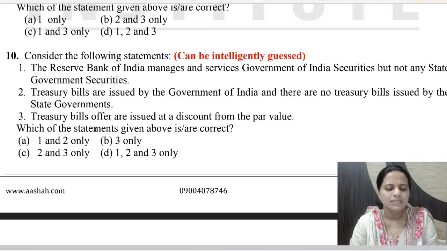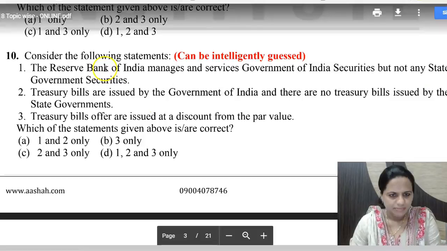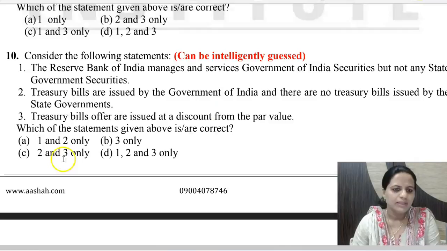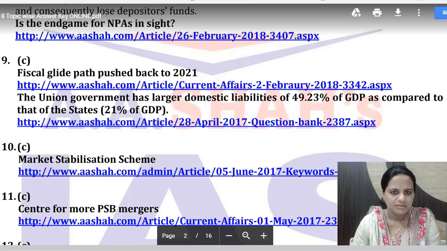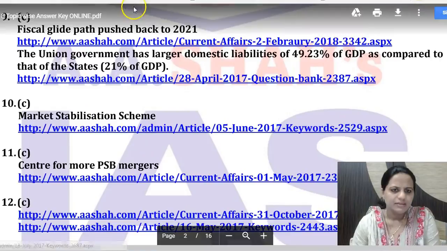So here the correct answer actually is 1 being incorrect, 2 here is correct, and 3 is correct. So 2 and 3 only, C is the correct answer. So here again, we have been discussing T-bills as such too in Current Affairs.